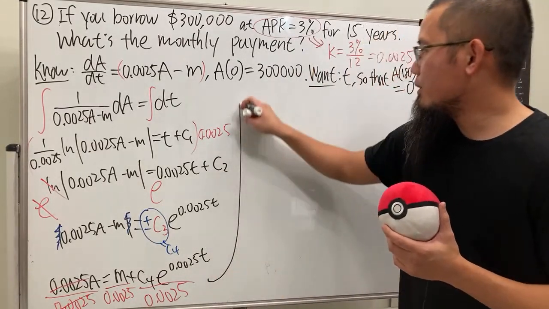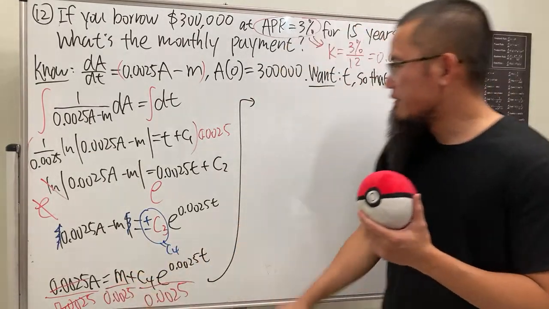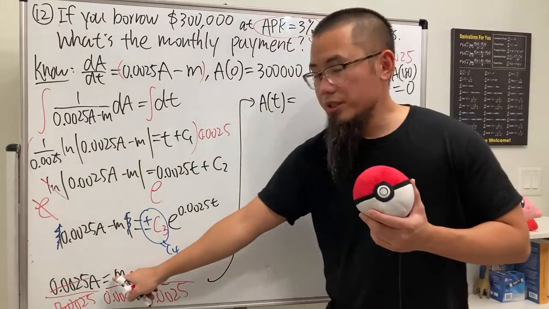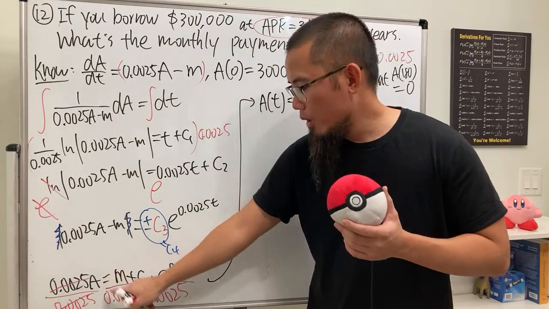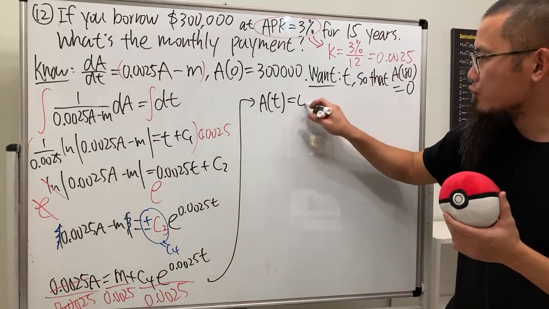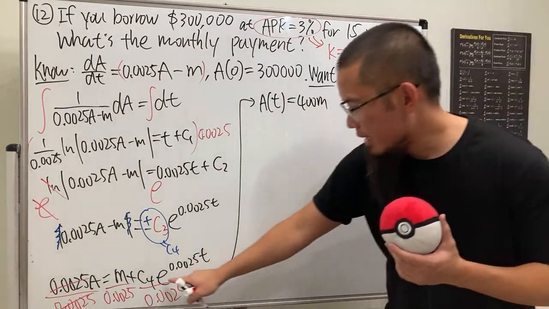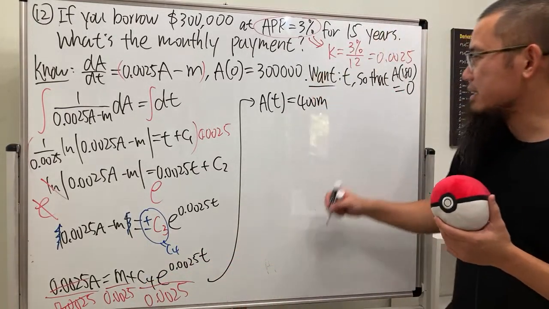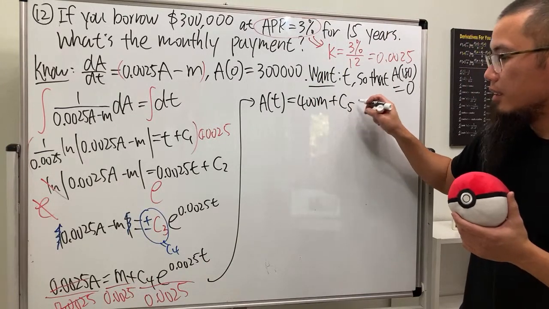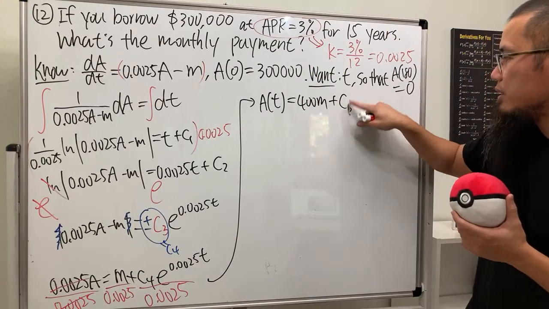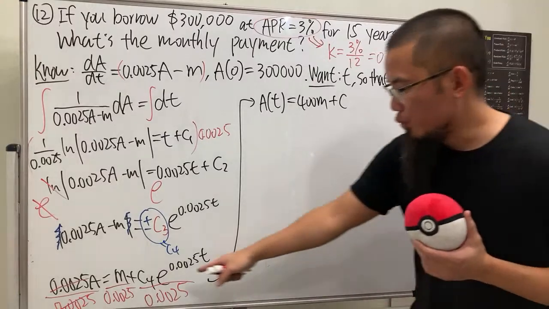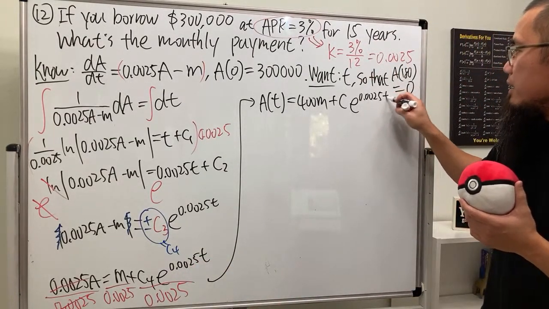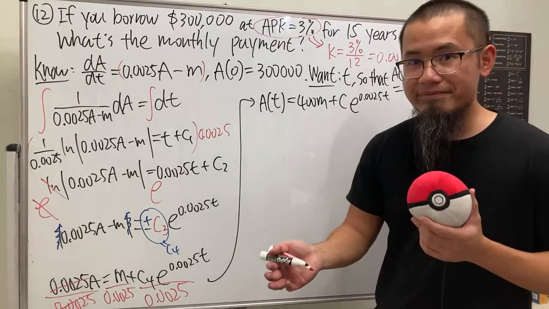So ladies and gentlemen, wow. A as a function of time is equal to, do this on your calculator or whatever, 1 over that is 400. So you have 400M. And then C4 divided by that is just another constant. So we label that as C5. But this is pretty much it. So we don't need the subscript anymore. So just C. And then we do have the function part, which is e to the 0.0025 t. So that would be the solution to the differential equation.